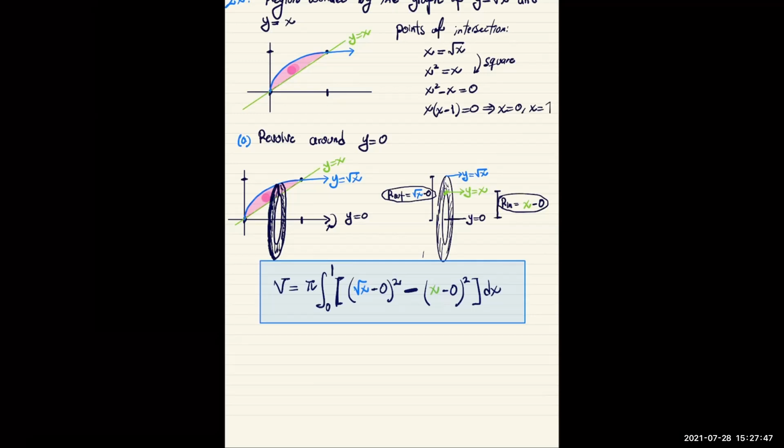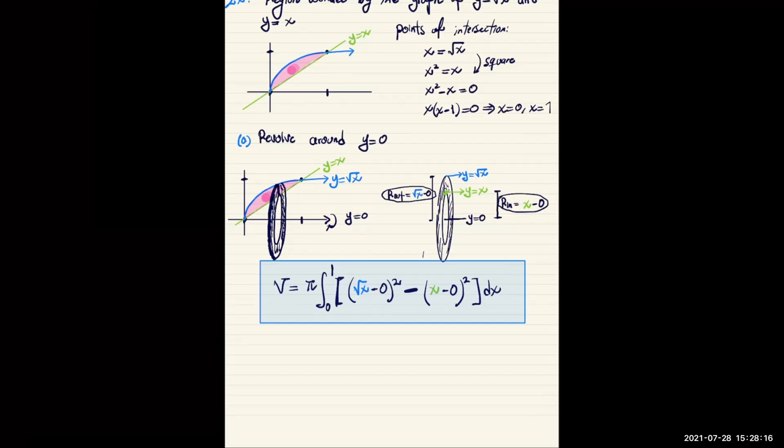If the axis of revolution was instead y equal to -1, you do exactly the same thing. Okay, so the inner radius is going to be x minus -1. And the outer radius will be square root of x minus -1. Just like the last problem. Does that make sense?